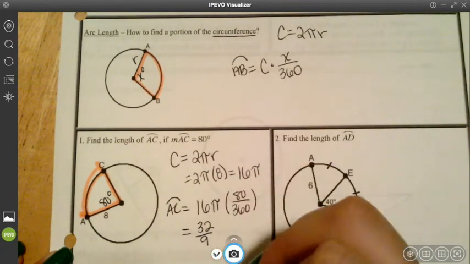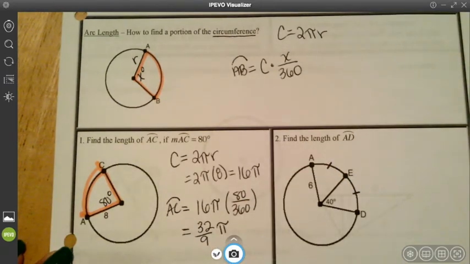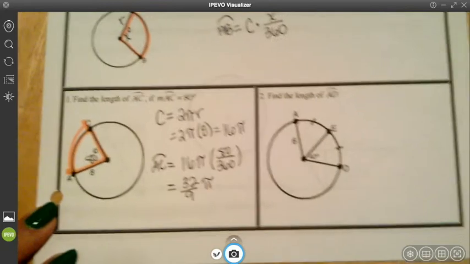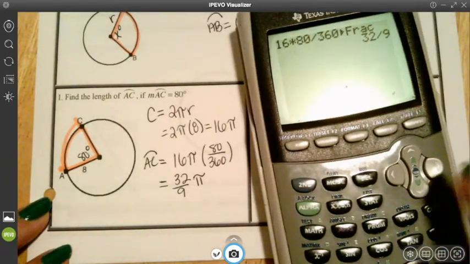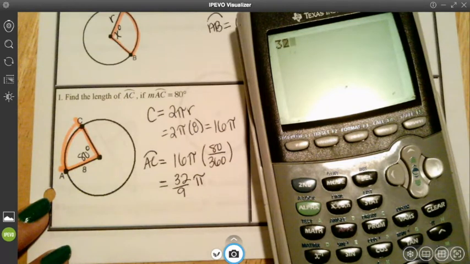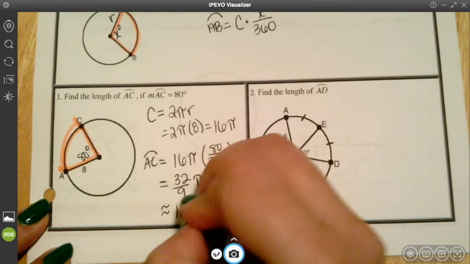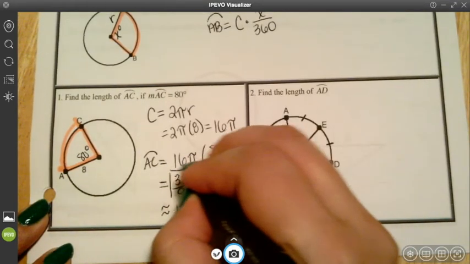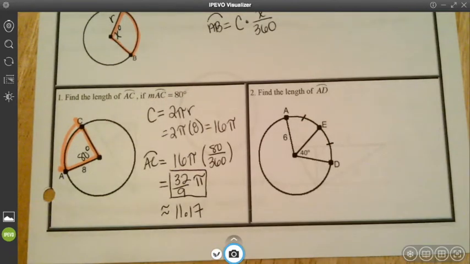Remember how we left pi out? We need to remember to put it back in. 32/9 pi. If it says round to the nearest tenths or hundredths or something, I would take 32 over 9 times pi. That will give me 11.17. So this is approximately 11.17. But if you can give an exact answer and it doesn't specify to round, always give the exact answer.